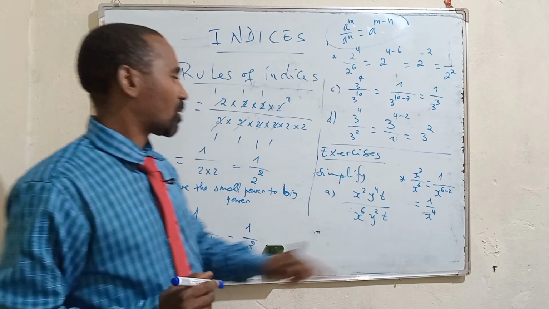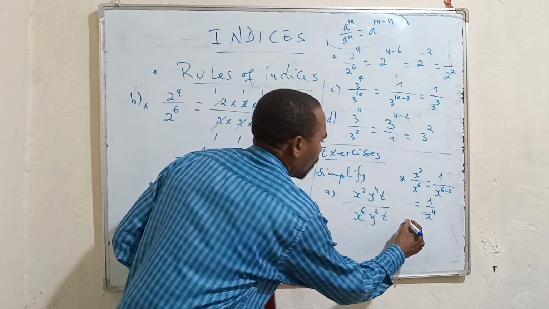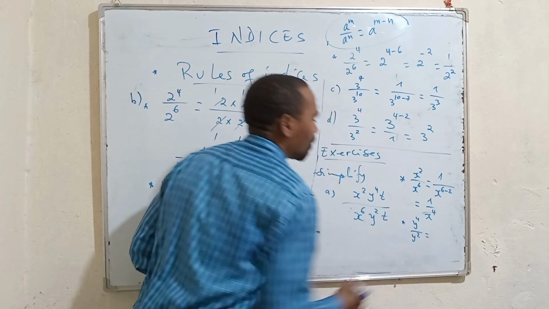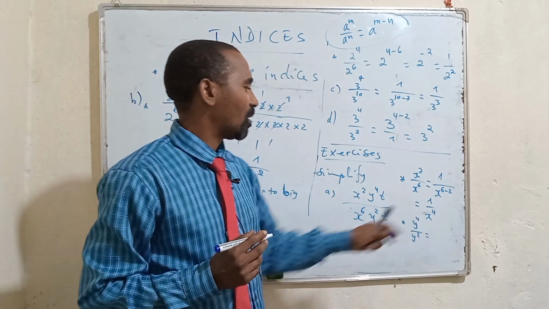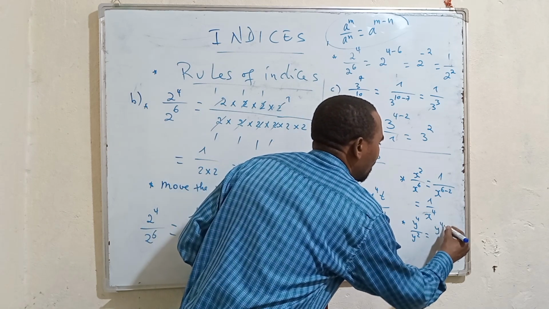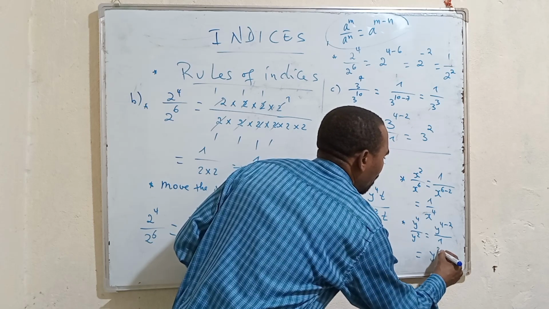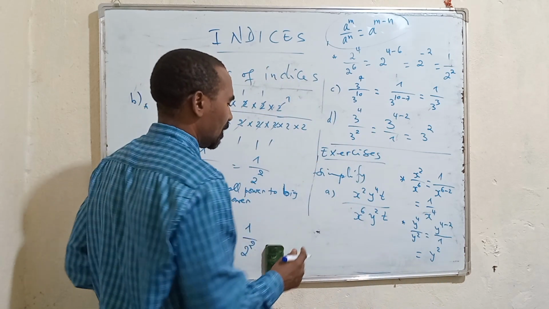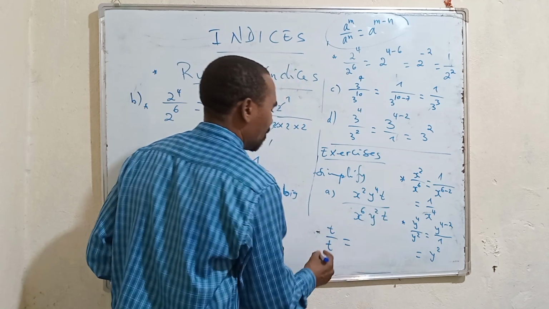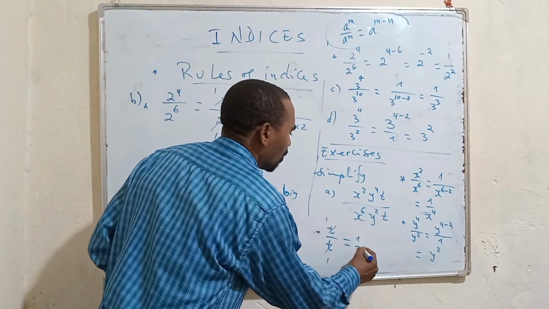You see, x power 4 is on the denominator. Then I can take the y's, y power 4 over y power 2. The denominator power is smaller than the numerator power, so I'll move the denominator to the numerator. That is y power 4 minus 2 over 1, which becomes y power 2. Lastly, t and t will cancel. They are the same, it's like 2 over 2. I cancel them, I get 1 over 1, which is 1.